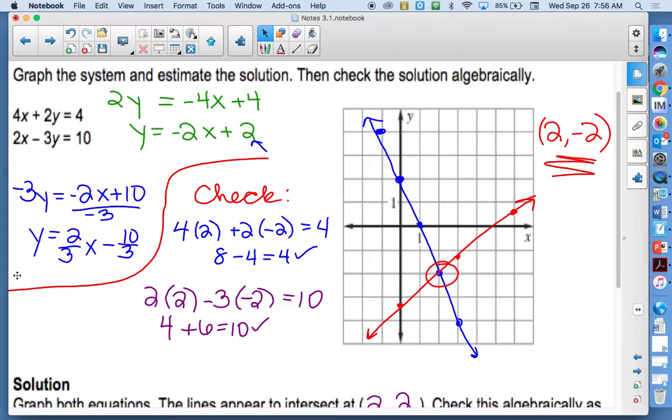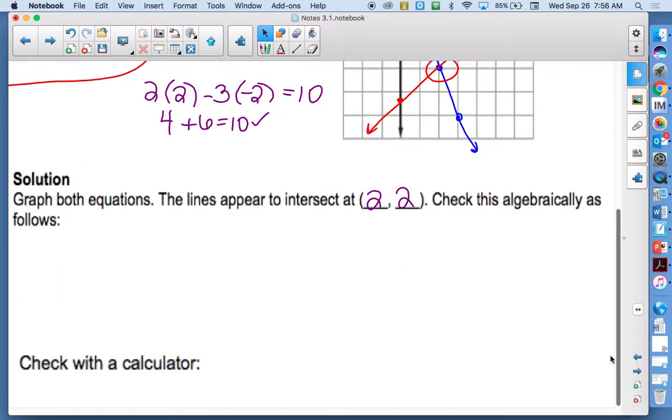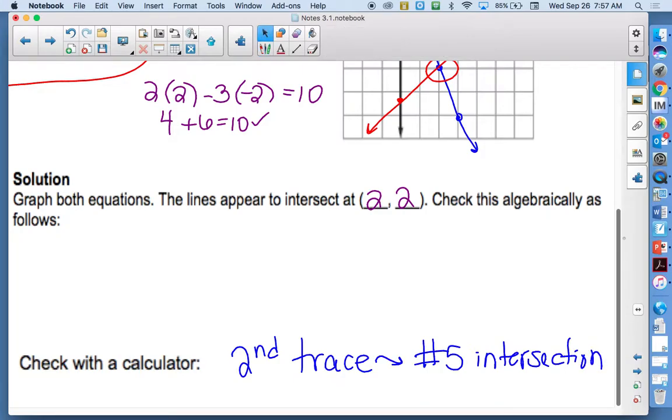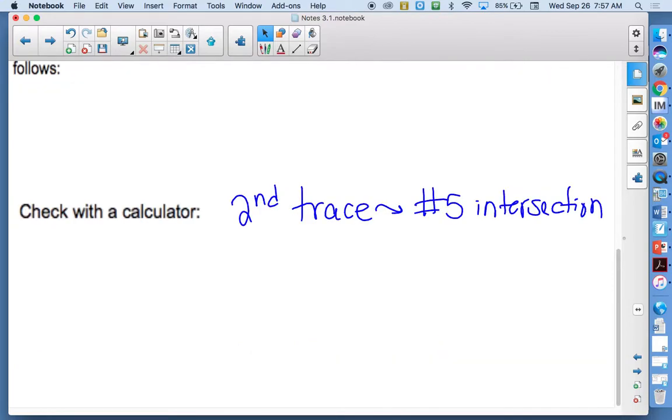So if you'll flip it, if you need to write those directions down to remind yourself what you did, please make sure you do that. So we went to second trace in the calculator and we hit number 5, intersection. So second trace and then we did number 5 where they intersect.